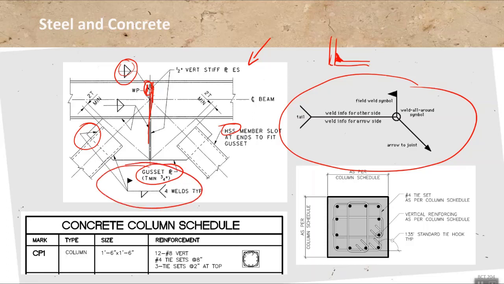Down here you see a weld that's only on one side, and that's supposed to be field installed as opposed to shop installed. So there's quite a bit of detail there, and you'll be well advised to look up all of the various weld symbols to understand this.